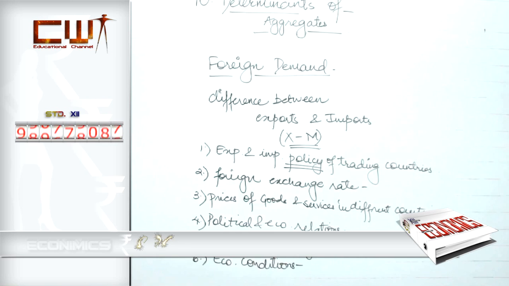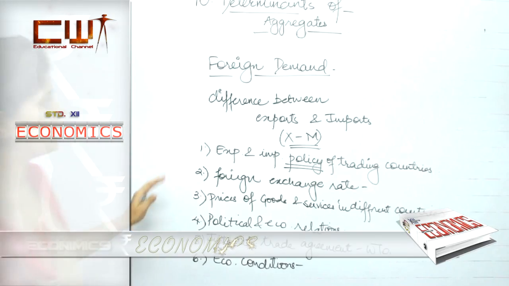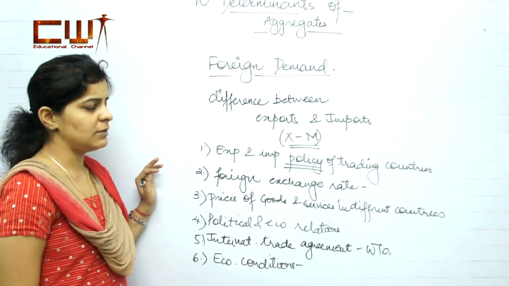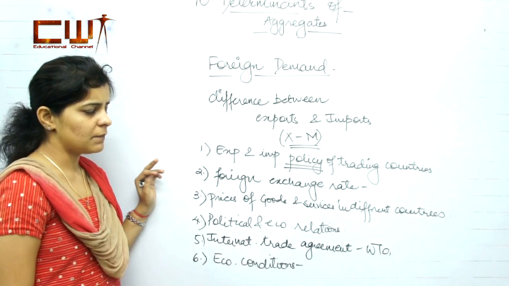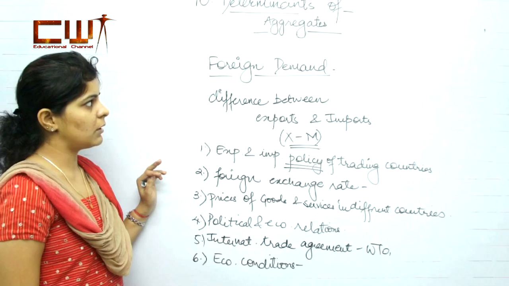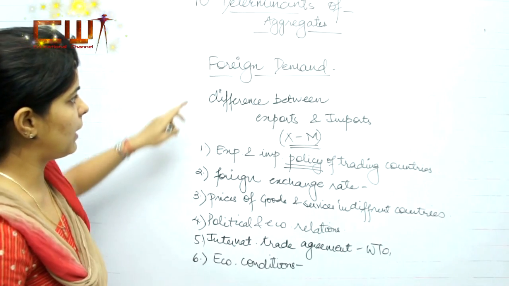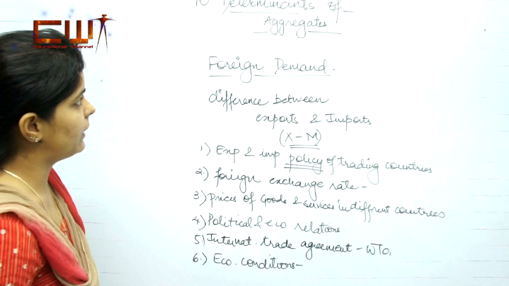Foreign demand is a part of the aggregate demand, as we know. Demand for a home country's goods and services from foreign countries is known as foreign demand. We have already studied the formula: X means exports and M means imports. So we have undertaken all the aggregate demands. First we studied the consumption demand, then the investment demand, after that the government demand, and lastly the foreign demand.